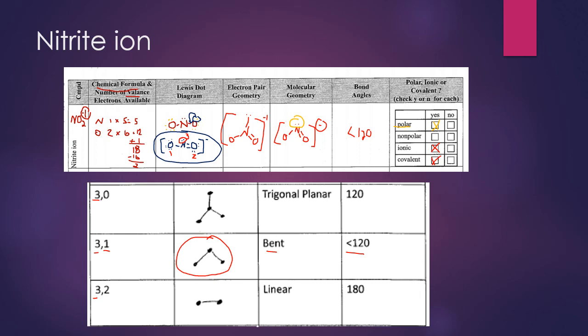So for the nonpolar, I will select no. So that's how you complete this chart.